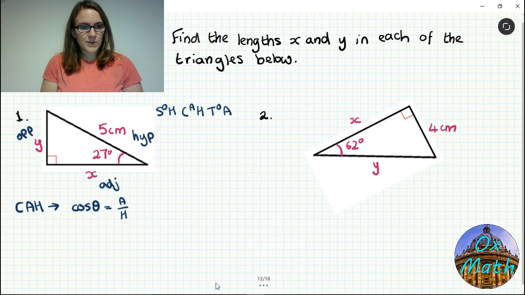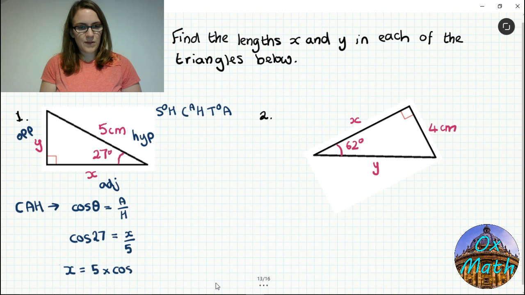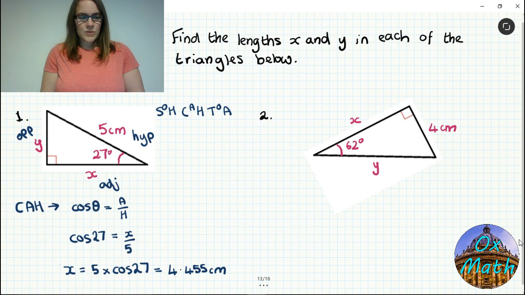So fill in the parts you know. Cos of 27 is equal to the adjacent x divided by the hypotenuse 5. Multiply both sides by 5 to tell you that x is 5 times cos 27. Type that into your calculator and you will get 4.455 centimetres.